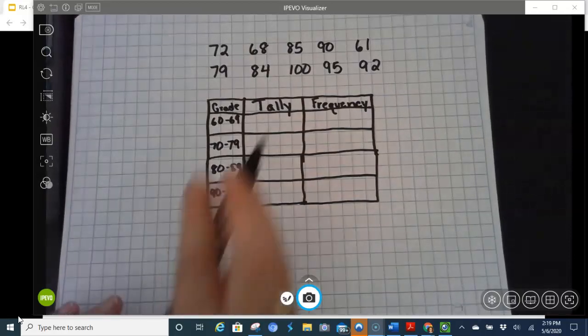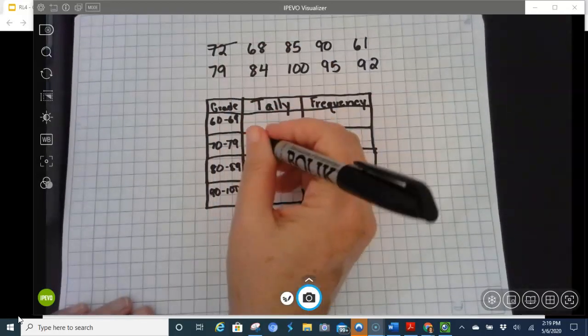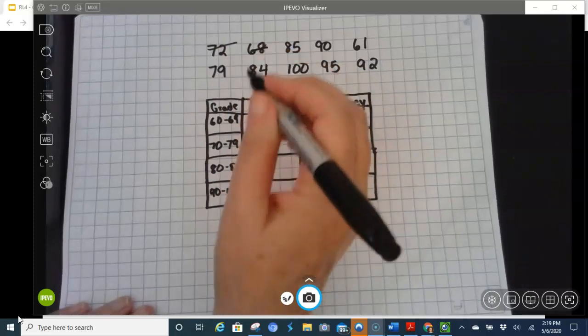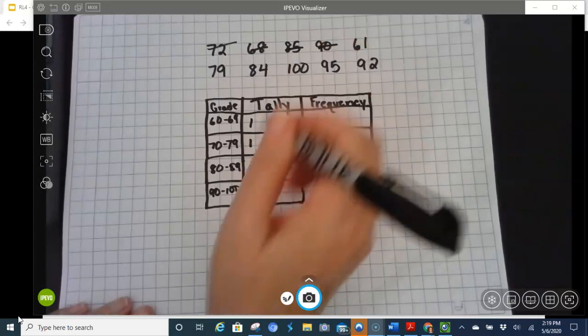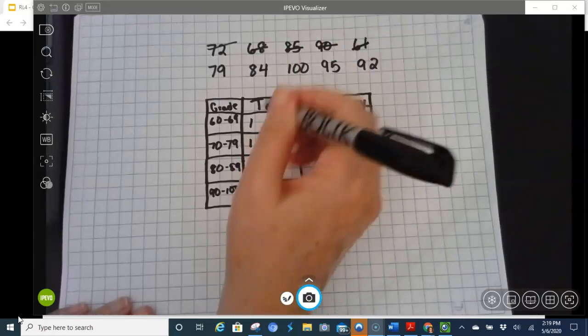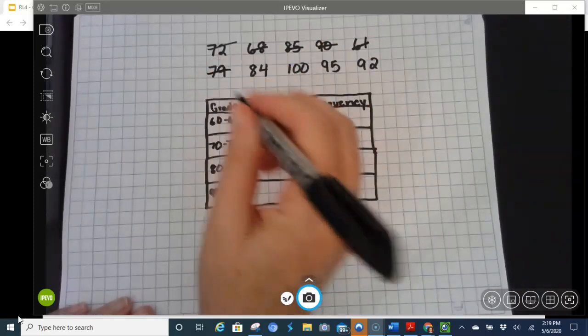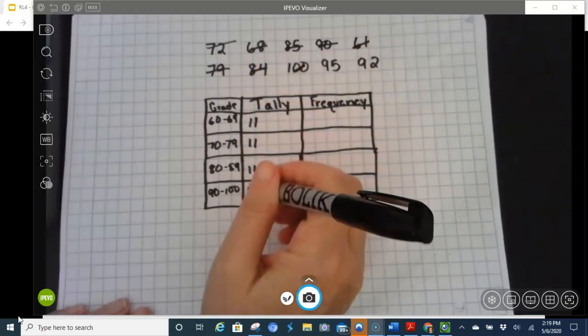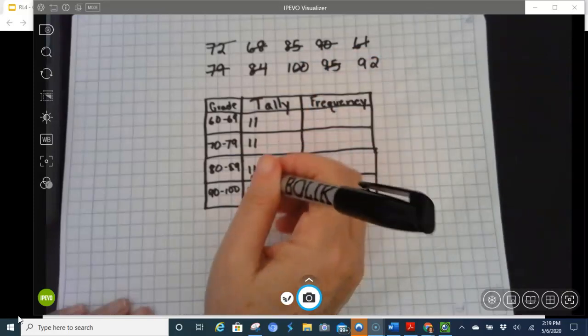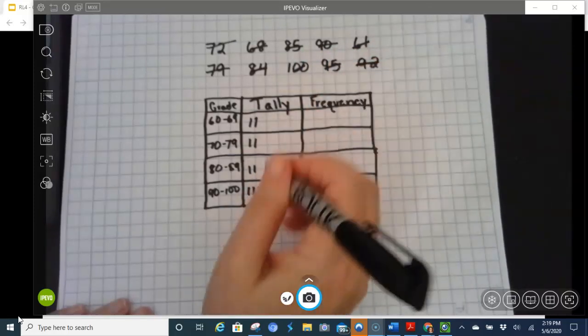Now we just go through with tally marks. We've got 72, so that would go here in the 70s. We've got 68, we've got an 85, we've got a 90, we've got a 61, we've got a 79, got an 84, got a 100, got a 95, and a 92.